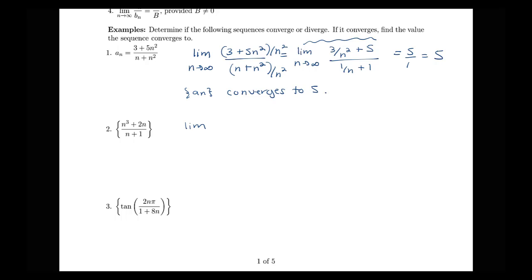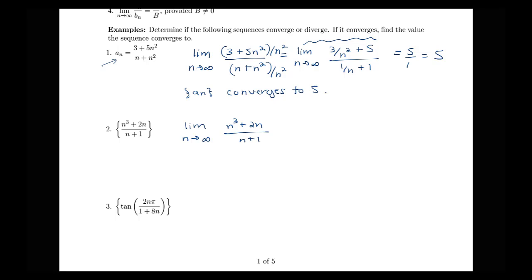I'm interested in determining whether the sequence given by n cubed plus 2n over n plus 1 converges or diverges. So remember, there's different ways that a sequence can be stated. Here, we're given it in the form an equals what the nth term is. Here, this is giving you the nth term in curly braces. So that means the same thing. But to determine sequence convergence, again, I have to take a limit. So I'm taking a limit as n goes to infinity of n cubed plus 2n all over n plus 1.